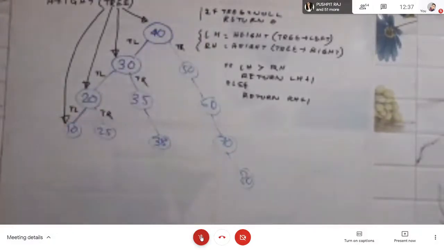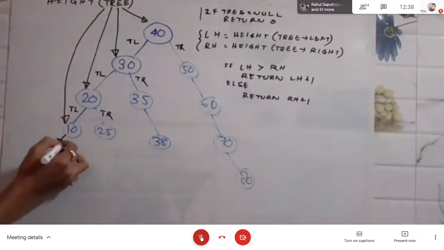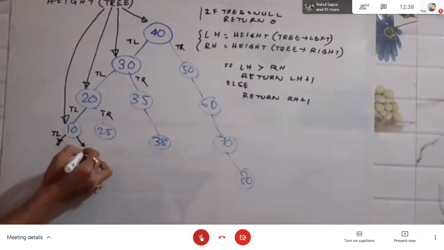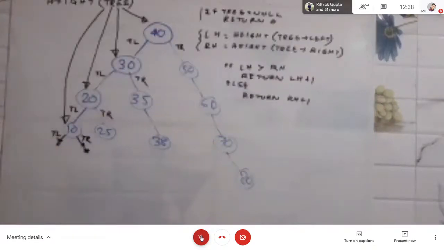That is, it will be calling the same function height with its left subtree or right subtree. So it will call its left subtree, which is null. So this is TL, which is null. It will also call its right subtree, which is also null. So sitting at 10, it will call the function height with its left child, which is null, and later also with its right child, which is also null.